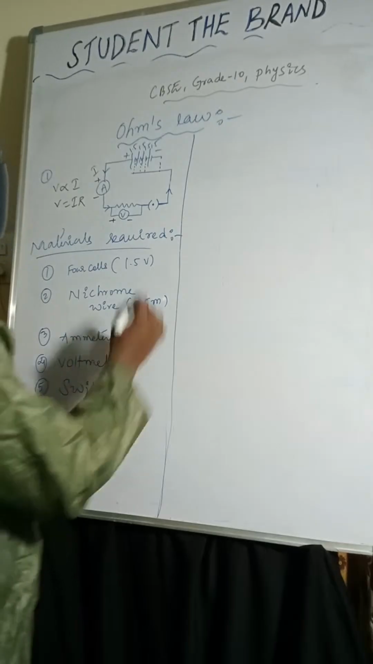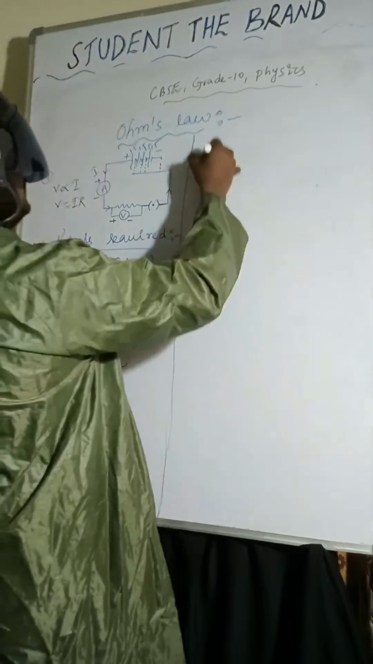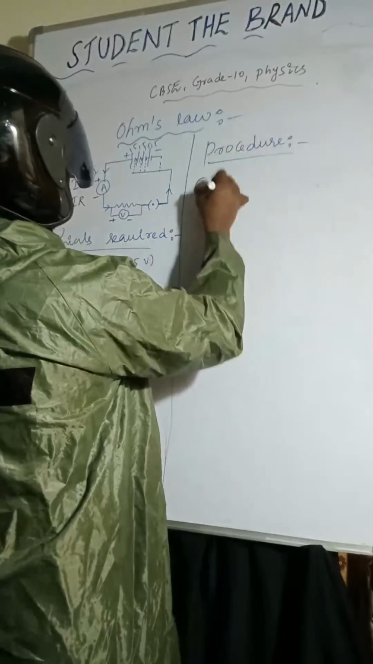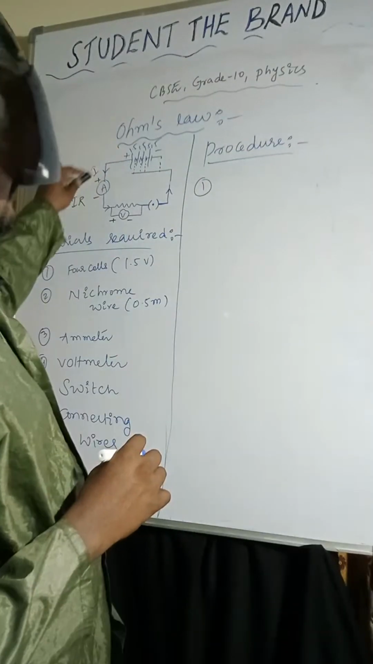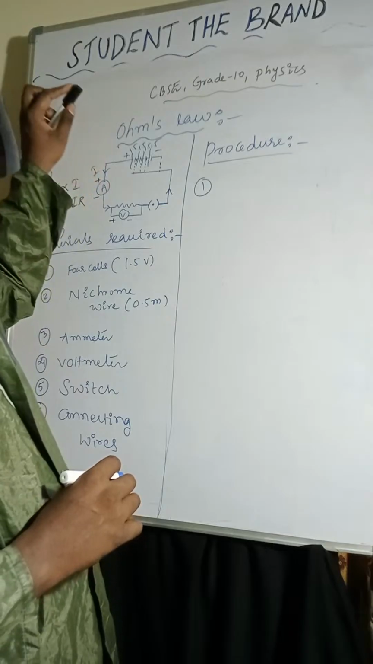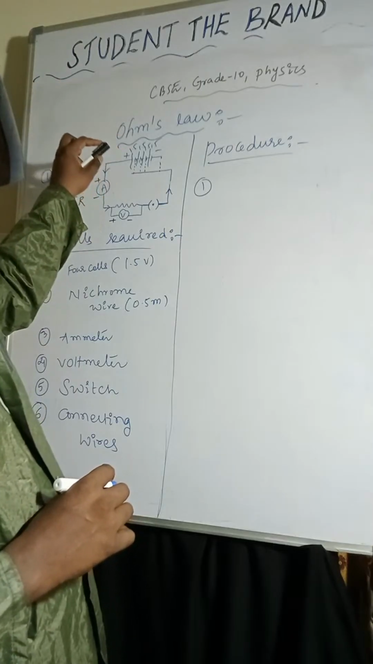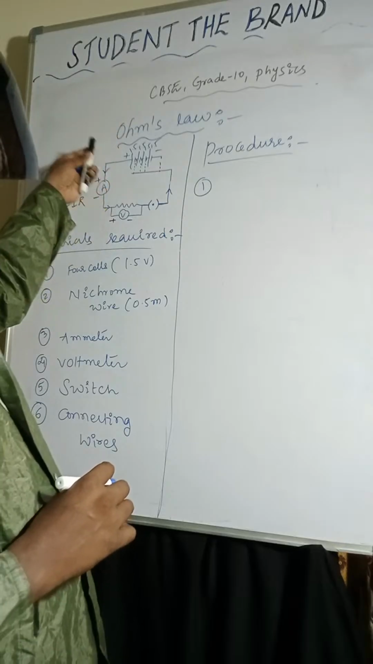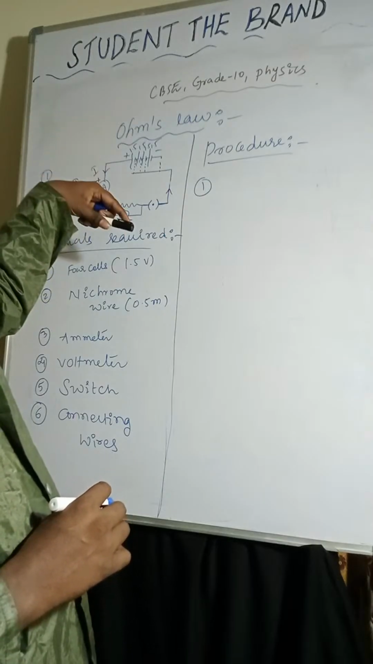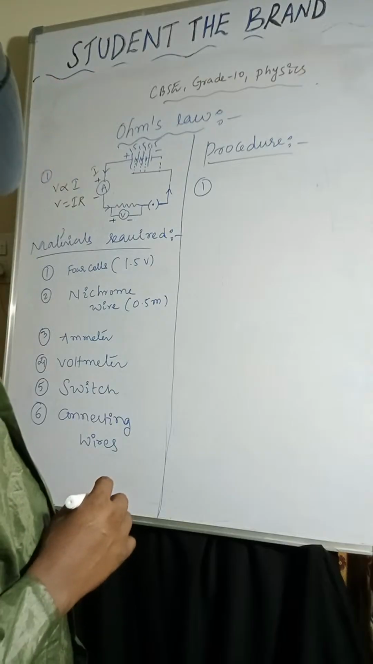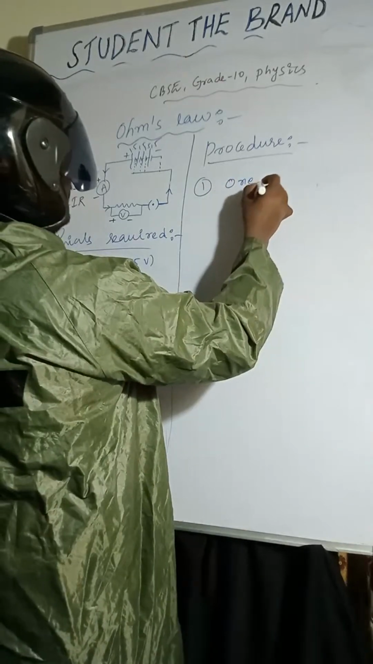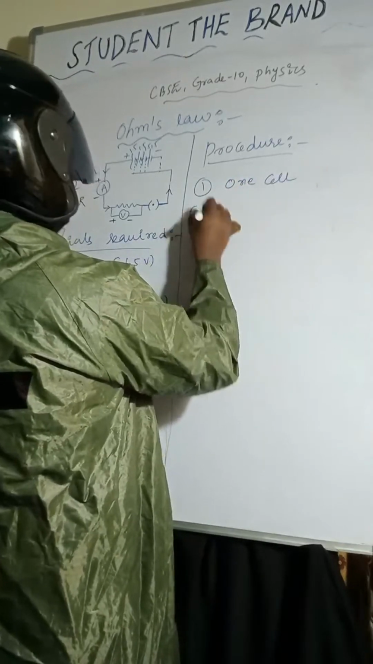Sir, what is the process? The procedure is: first you have to connect one cell, and note down the reading of ammeter and voltmeter. Connect two cells and note down the readings of ammeter and voltmeter. Connect three cells and note down the readings. And repeat the process for the fourth one.